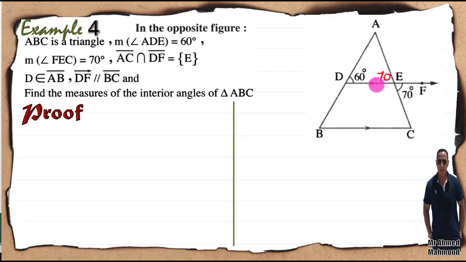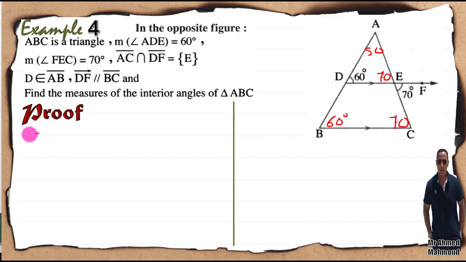Okay, and since DE is parallel to BC, angle D equals angle B, corresponding, because this is an F shape, and angle C equals angle E equals 70 degrees. These are alternate angles, or corresponding angles, both are correct. Okay, finally measure of angle A equals 180 minus (60 plus 70) equals 50 degrees. Okay, so I will solve it by using the alternate, so I don't need the reflection.